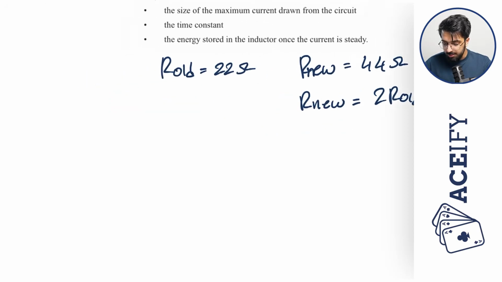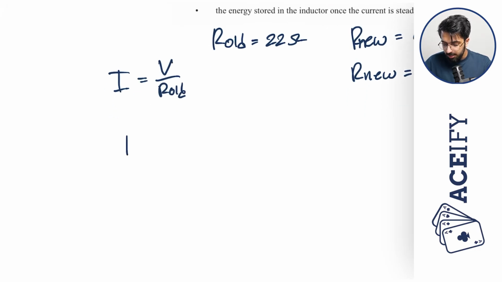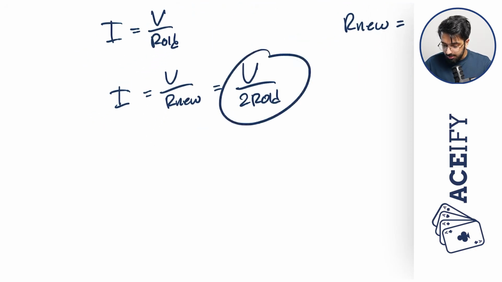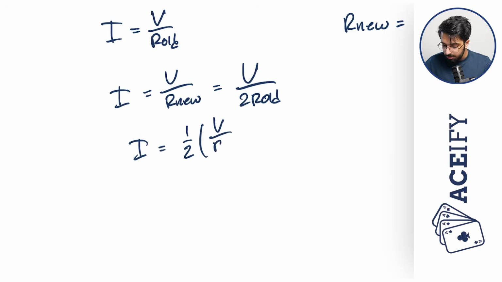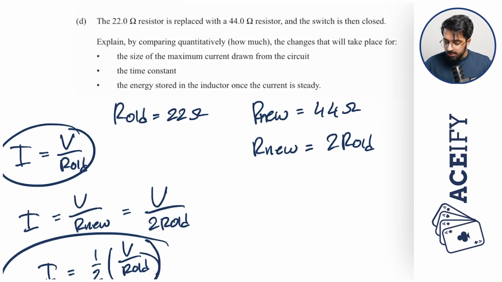And so previously our current value was equal to V all over R old, okay? And so now our current value is equal to V all over R new, which is equal to V all over 2 times R old. And we can rewrite this as I is equal to 1/2 V all over R old, okay? And so as you can see, comparing these two, we can see that our current is now half what it was previously, okay? And so we can tick that off.